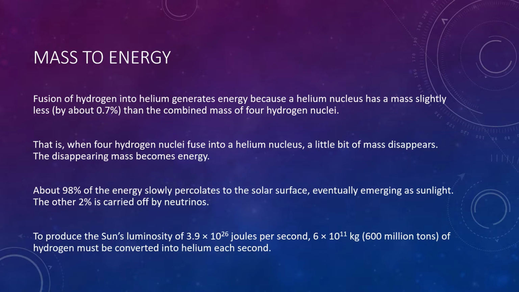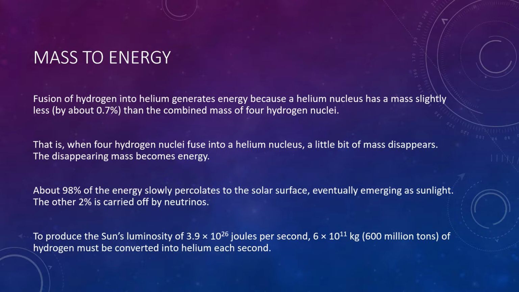Overall, fusion in the sun converts about 600 million tons of hydrogen into 596 million tons of helium every single second, which means that 4 million tons of matter is turned into energy every second in the sun. Although this sounds like a lot, it is a minuscule fraction of the sun's total mass and does not affect the overall mass of the sun in any measurable way.